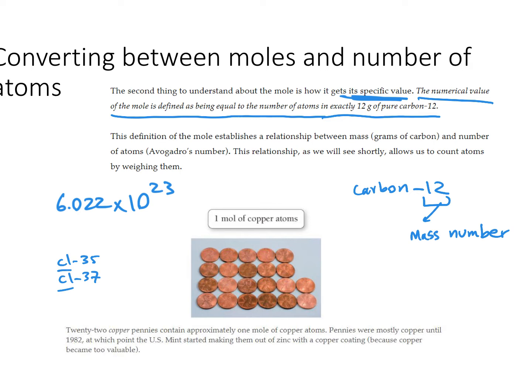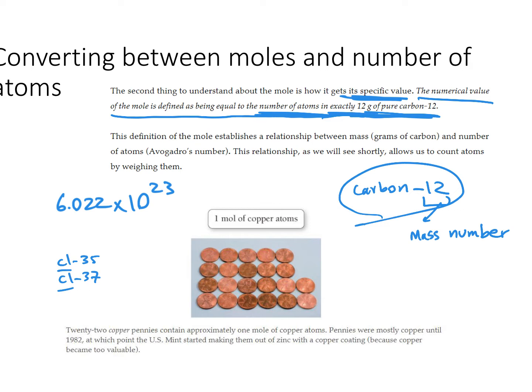So when we say carbon-12, it tells you that carbon has different isotopes. But for the definition of mole, we use the one that has the mass number of 12, okay? And if you have 12 grams of carbon-12, and then you measure its mass, that mass corresponds to 1 mole. And that's why 1 mole is 6.022 multiplied by 10 to the power of 23, because it corresponds to the number of atoms in exactly 12 grams of carbon-12.